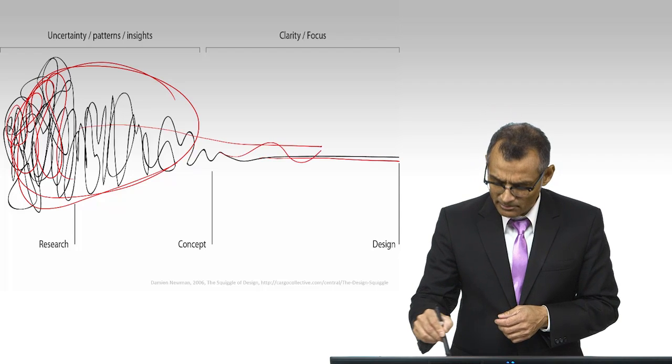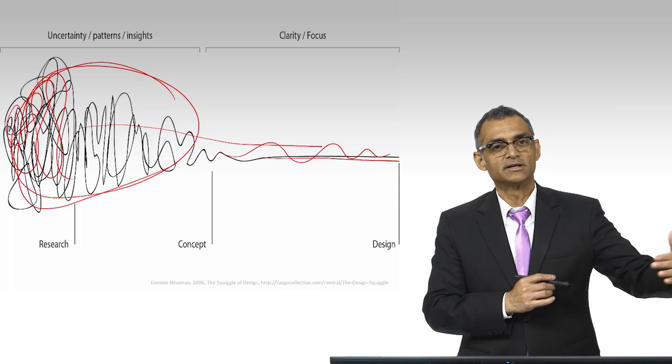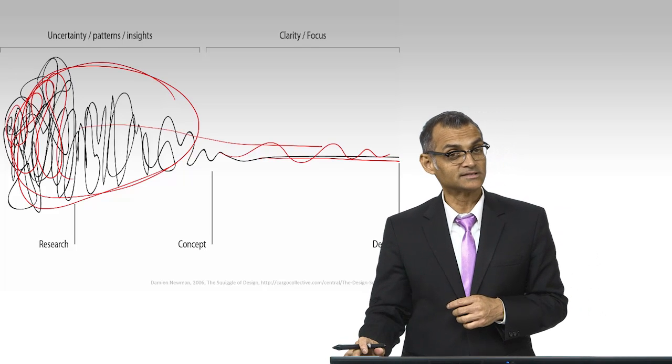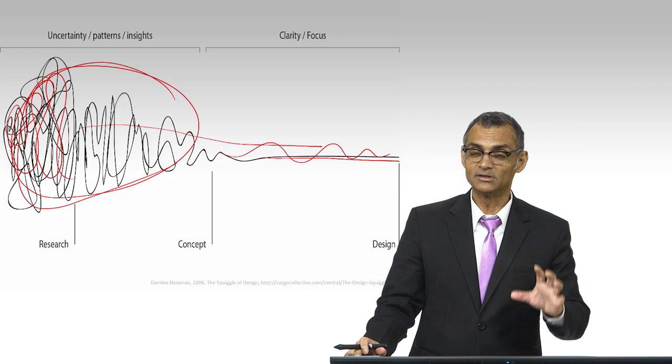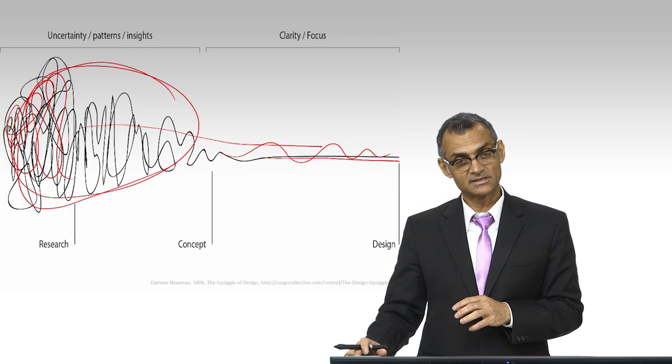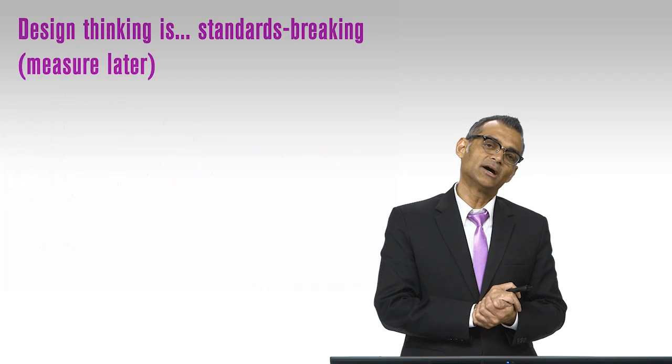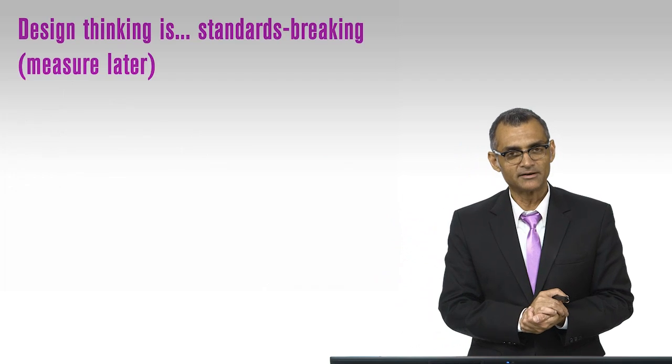There's always some amount of ambiguity that remains, but for the most part, it's a lot less than it is before. So this is an important thing to think about. In the design process, you have to get comfortable with that ambiguity that exists in the design process. And then one important thing to think about is that design is standards breaking.